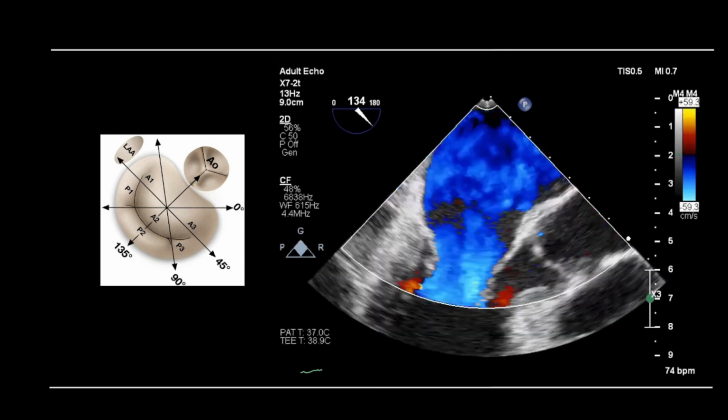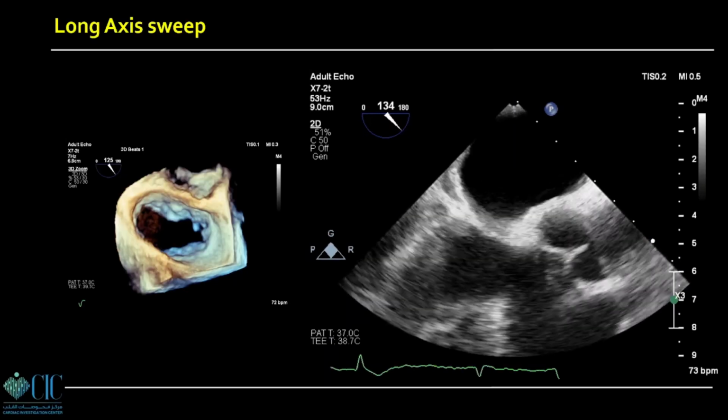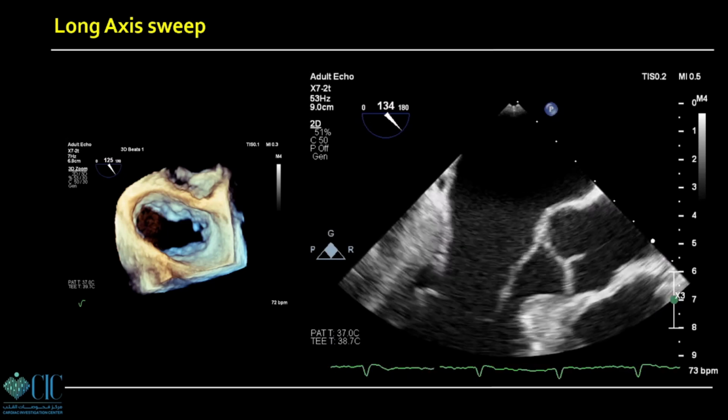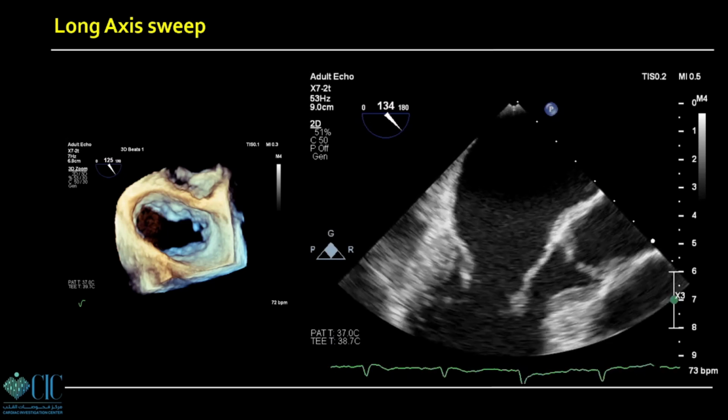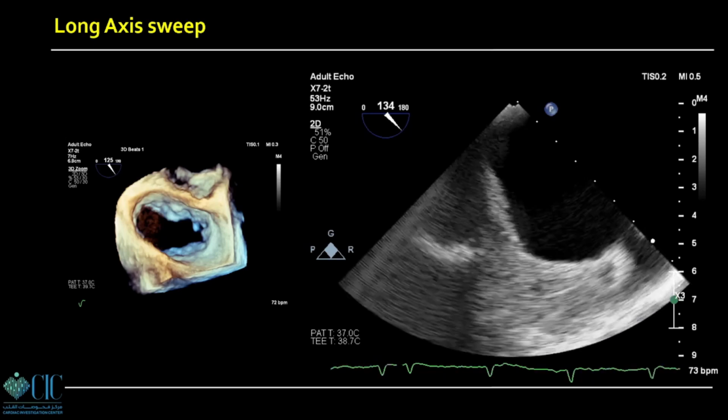Let's do this. So severe MR coming from the septum. And then 2, 2, and then you carry on. 1, 1, and then you carry on. You will get the left atrial appendage at the end.